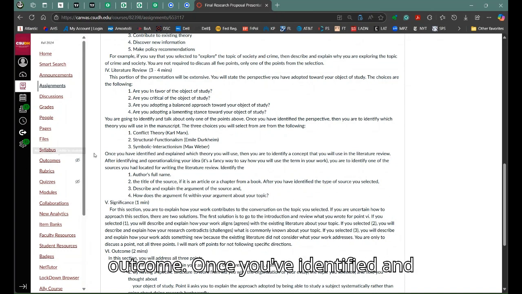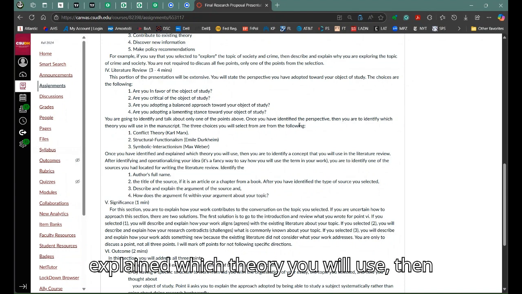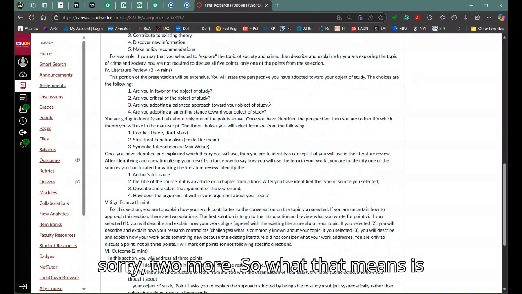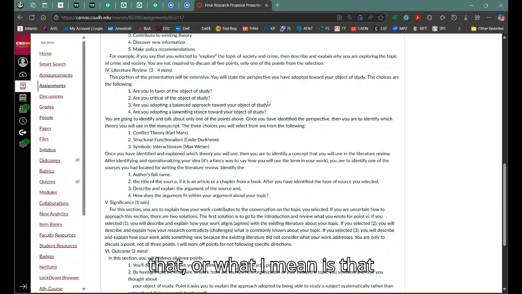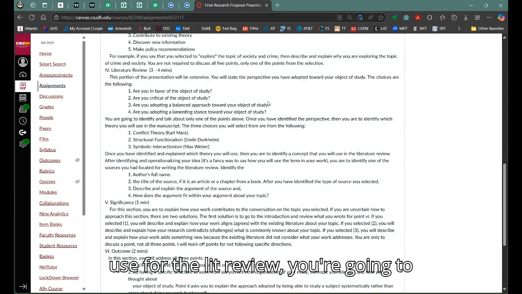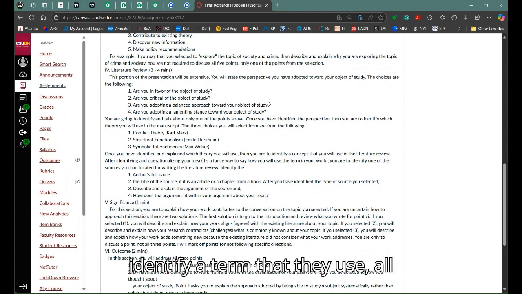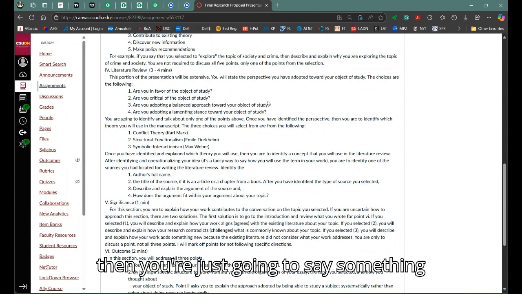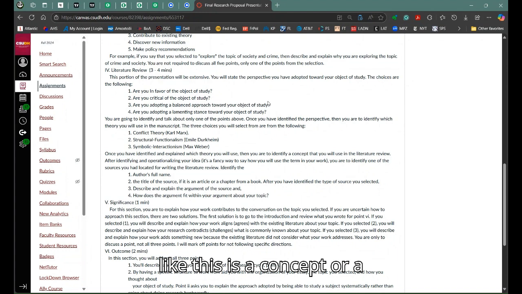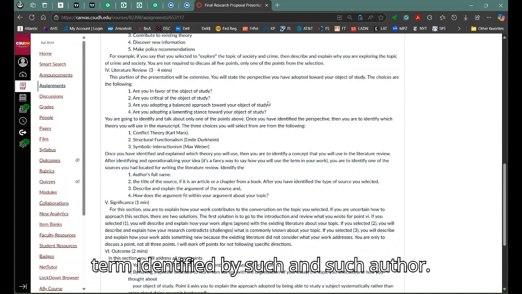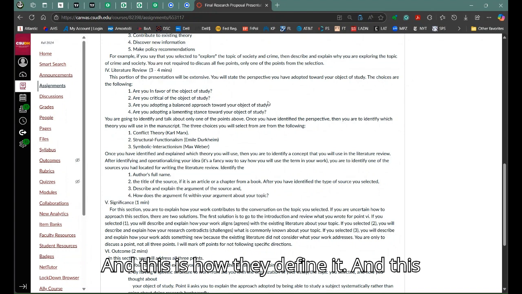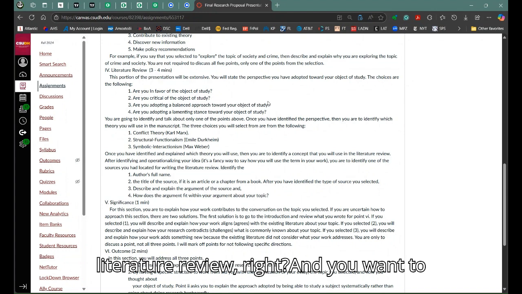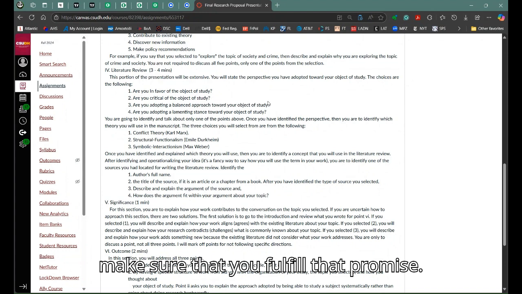and then the outcome. Once you have identified and explained which theory you will use, then you are to identify a concept that we'll use in the literature review. Oh, sorry, two more. What I mean is that for one of the sources you're going to use for the lit review, you're going to identify a term that they use, whatever that term might be. And then you're just going to say something like, this is a concept or term identified by such and such author, and this is how they define it. And this word or concept will be used somewhere in the body of the literature review. And you want to make sure that you fulfill that promise.